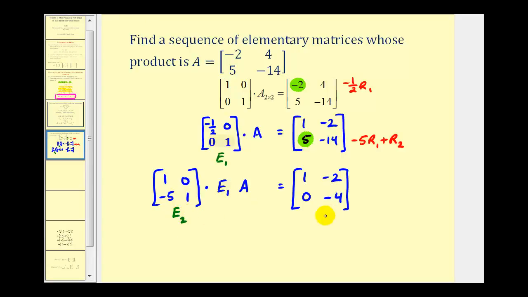We'll continue this on the next slide, but so far what we have found is that E sub 2 times E sub 1 times matrix A would give us the matrix on the right, which is 1, negative 2, and 0, negative 4. We want to keep performing row operations until this matrix here is the identity matrix.